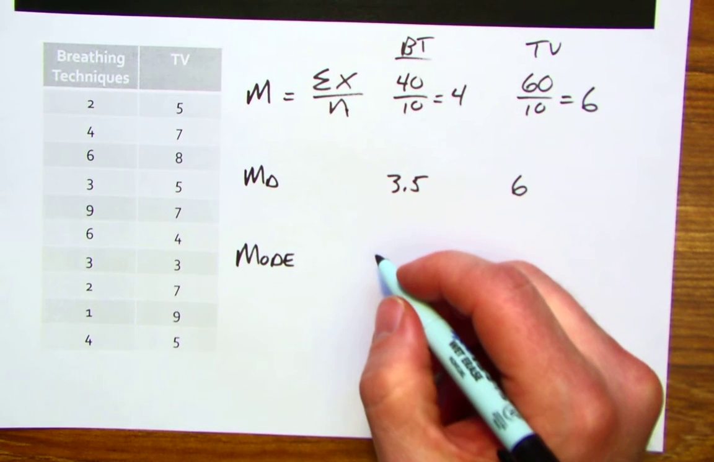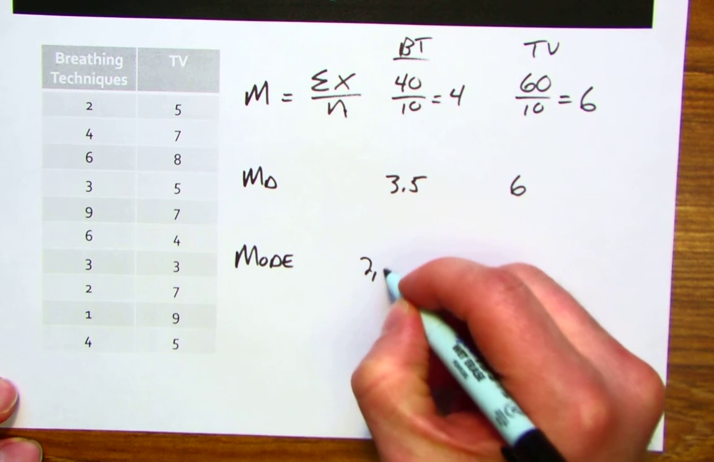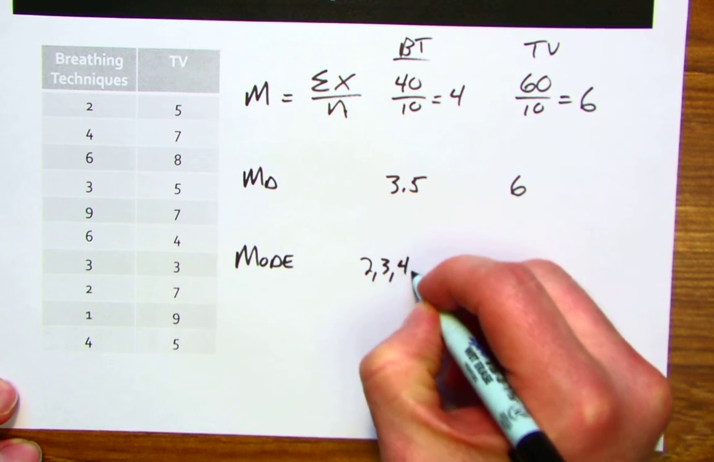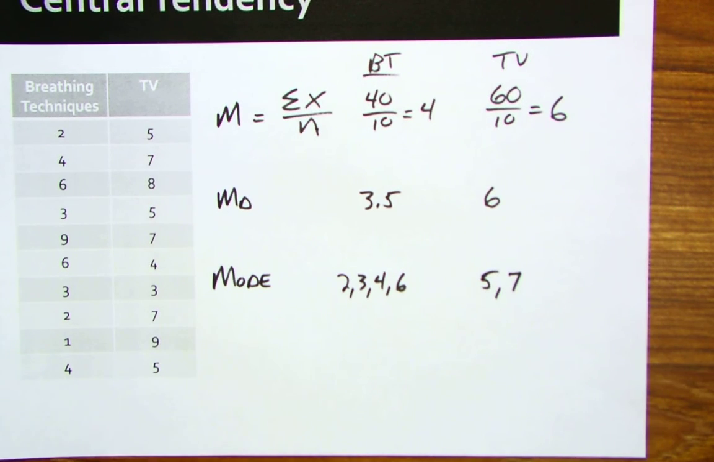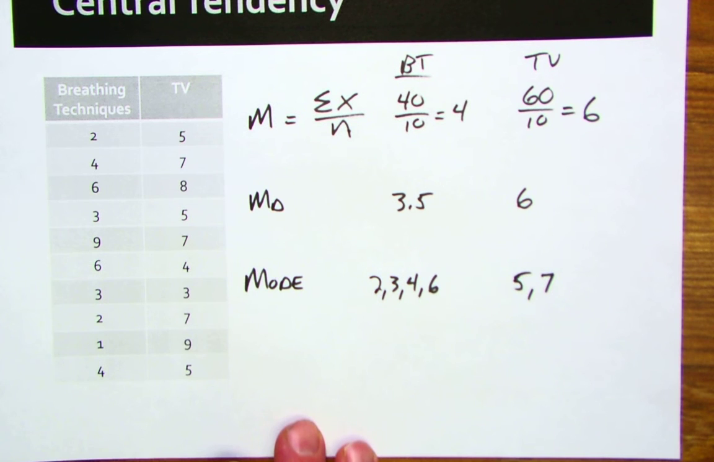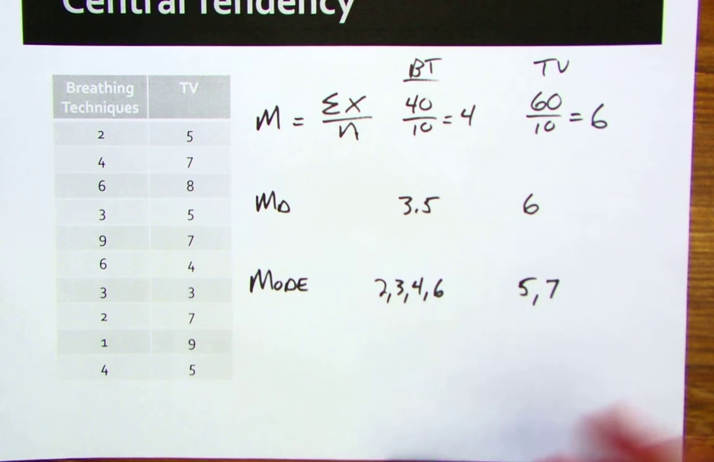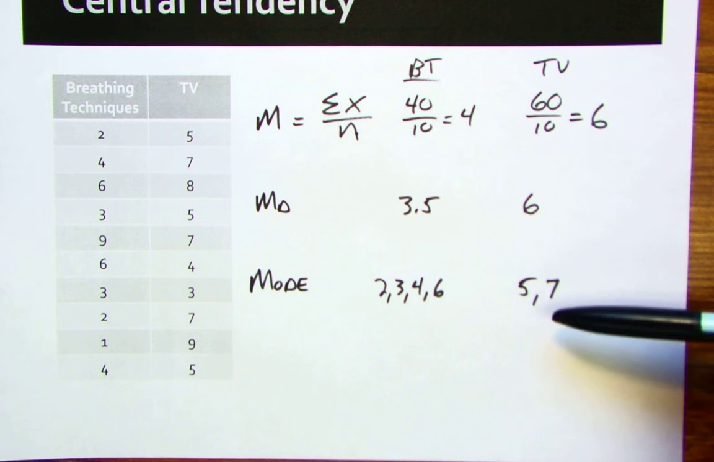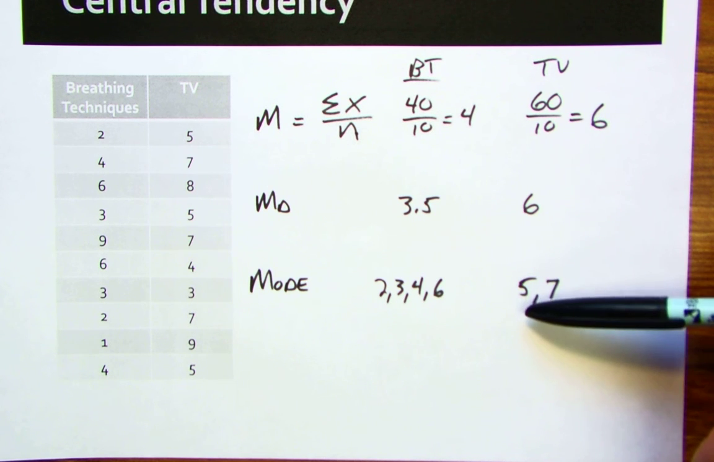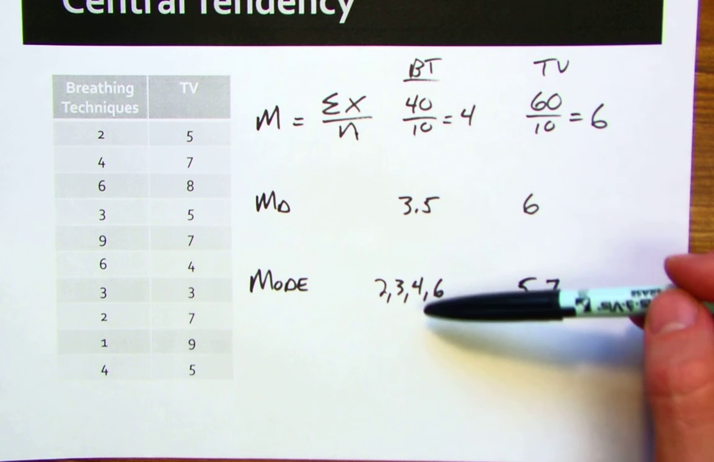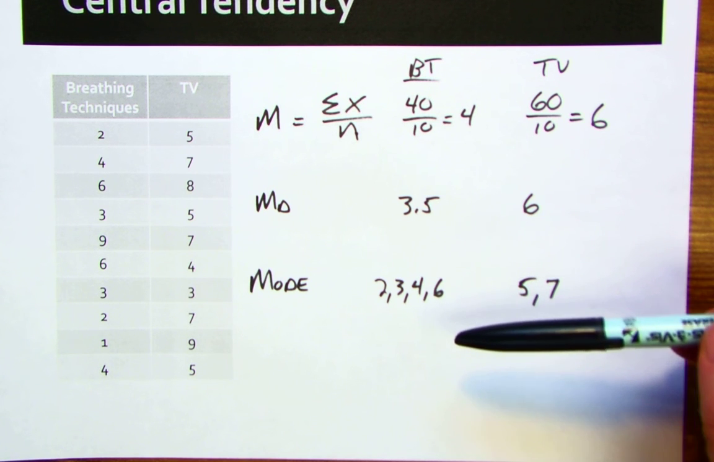So multiple modes for the breathing techniques, and multiple modes as well for the TV group. And so we can see from these measures of central tendency, a little more consistency here with the TV distribution as compared to the breathing techniques distribution.